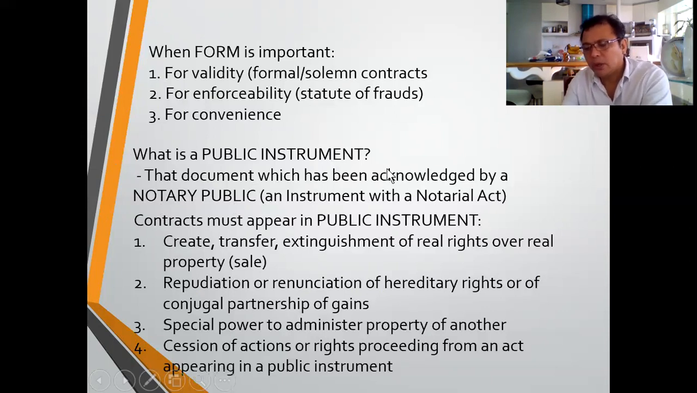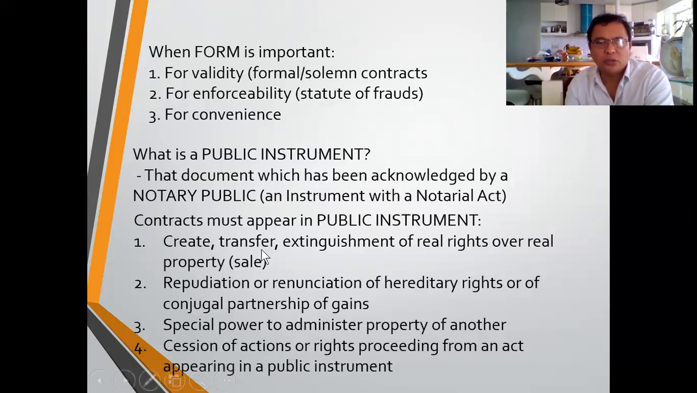Sometimes the law would require it should be in public instrument, like a contract of partnership. If the contributions of the partners would exceed the amount of 3,000 pesos, it should appear in a public instrument. So what do you mean by public instrument? It is a document which has been acknowledged by a notary public. Meaning the notary public has made a notarial act. So it was notarized, and that makes it a public instrument.